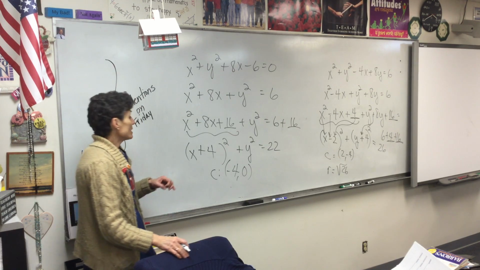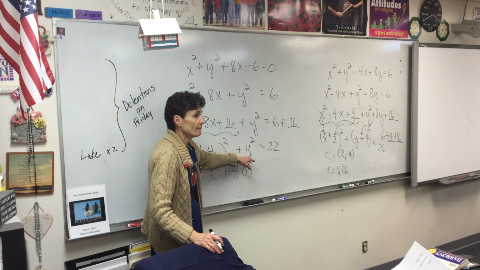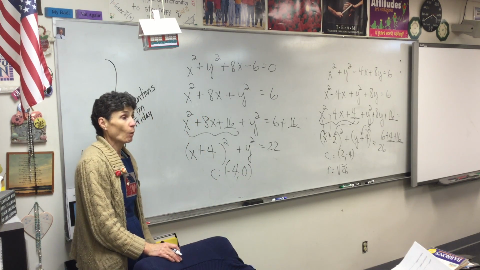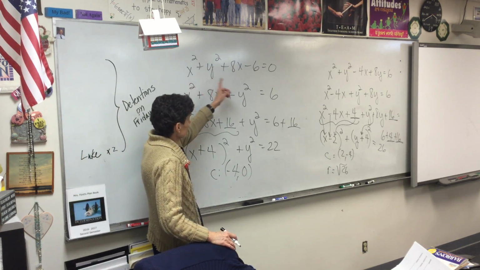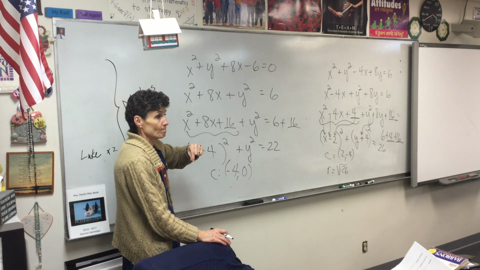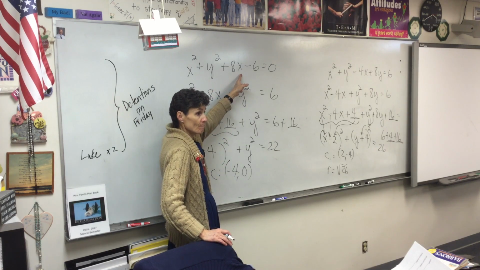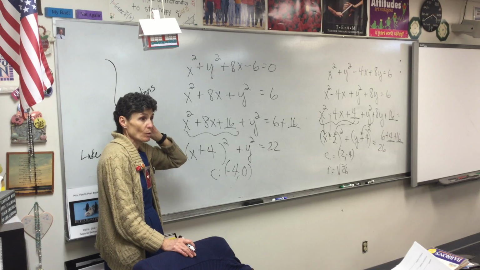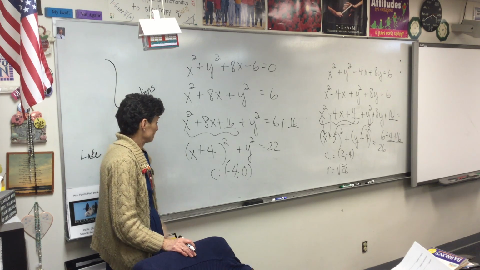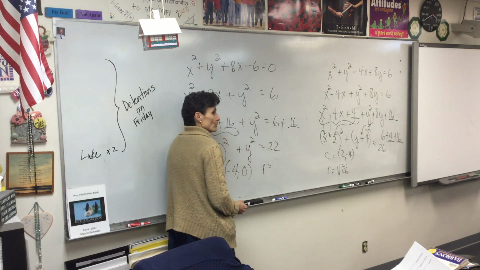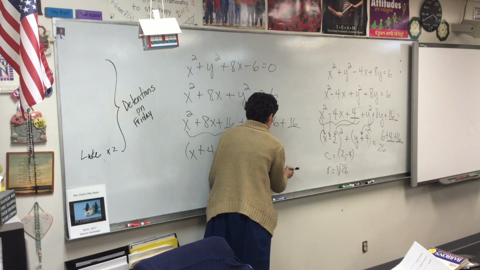Why 0? Because there's nothing added or subtracted to the y. And why isn't there? Because in the original problem, there was no plain y term. Like there's a plain x term, there's no plain y term. So that means I don't have to complete the square on the y. What's my radius? Root 22. Perfect.